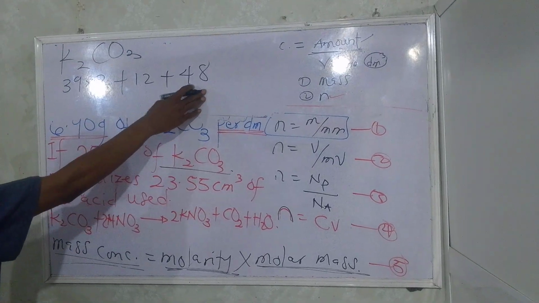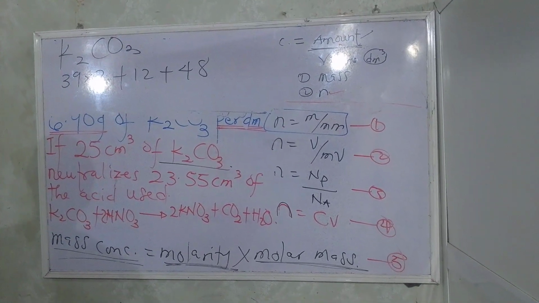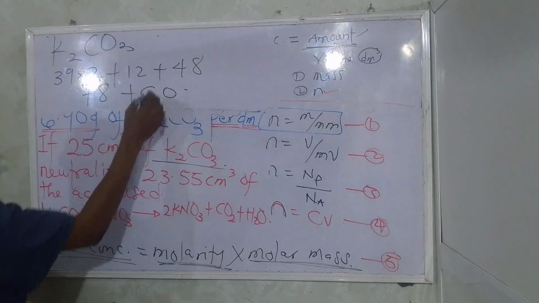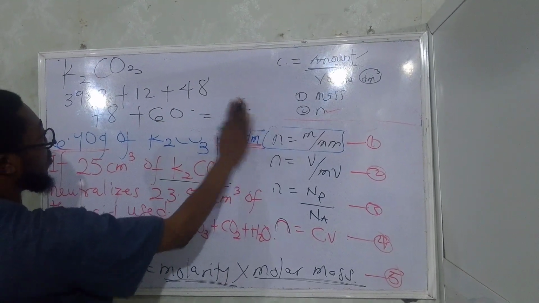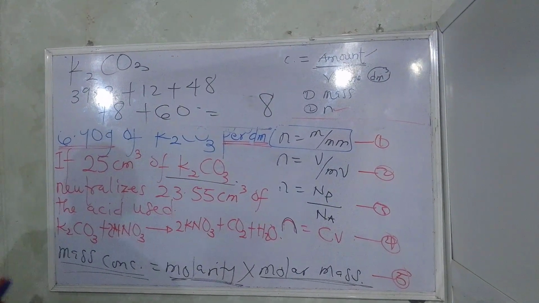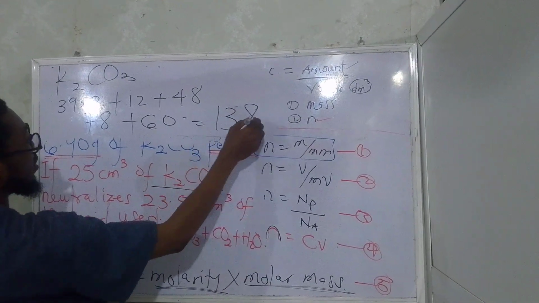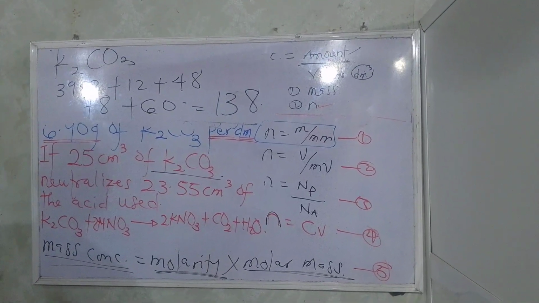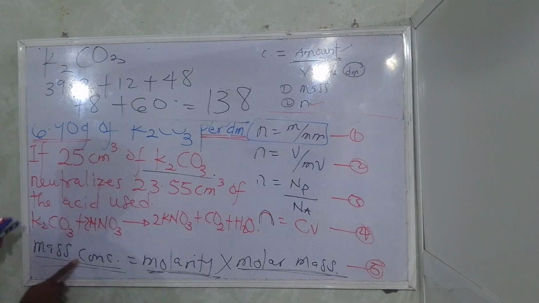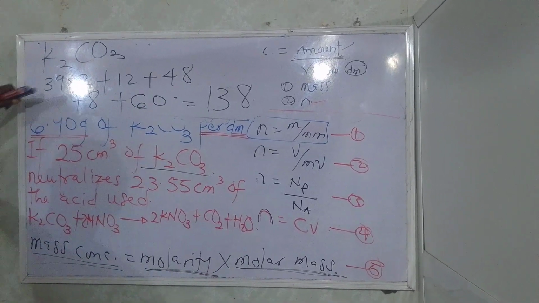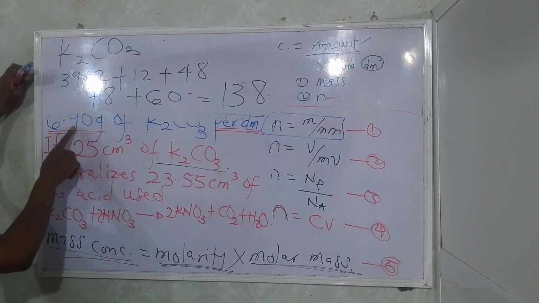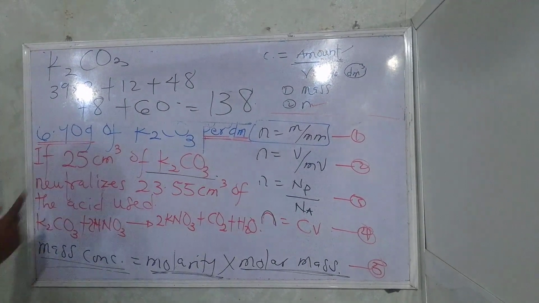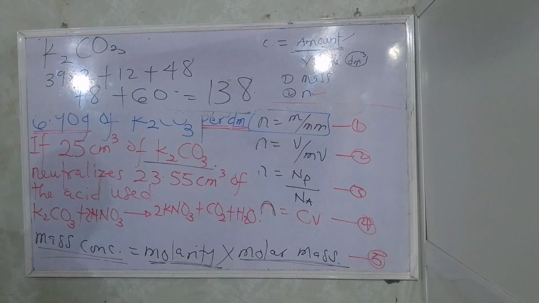This plus this will give me 60, and 39 twice will give me 78. So therefore I have 78 plus 60: 0 plus 8 is 8, 6 plus 7 is 13. So 138 is the molar mass. So what are we going to have? We're going to say from here, molarity equals mass conc over molar mass. Mass conc is 6.09 gram per dm cube over 138. I think that will be 0.05 also.